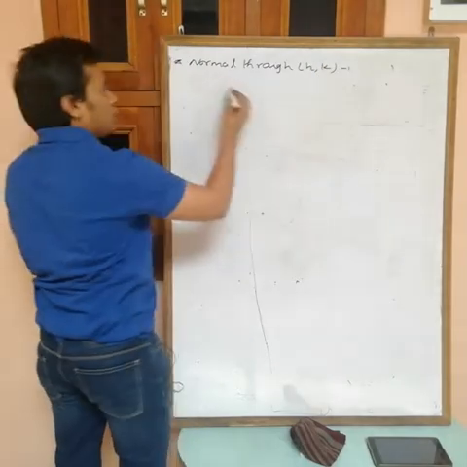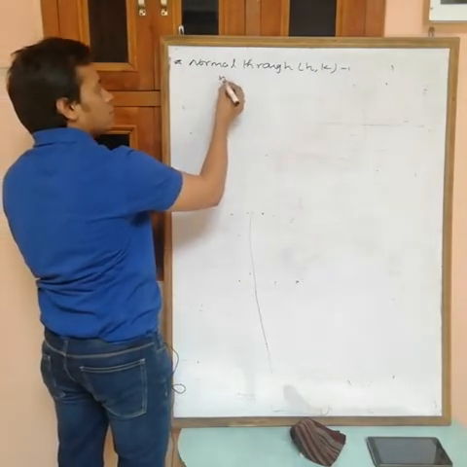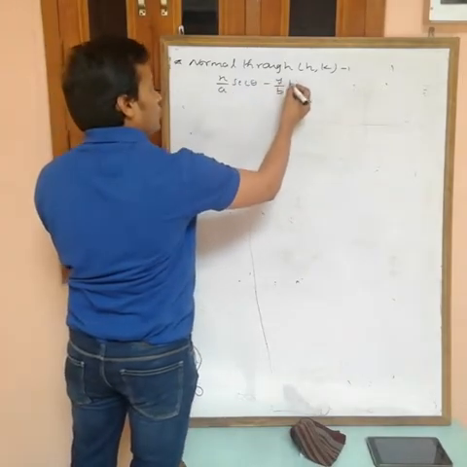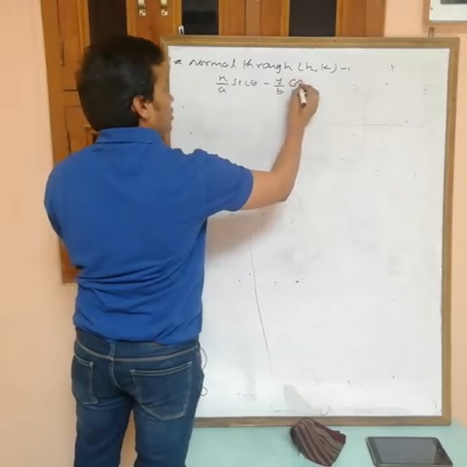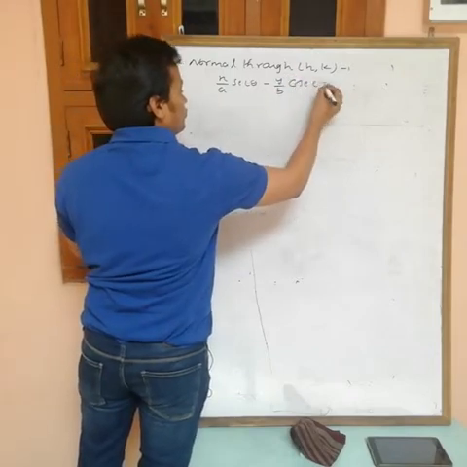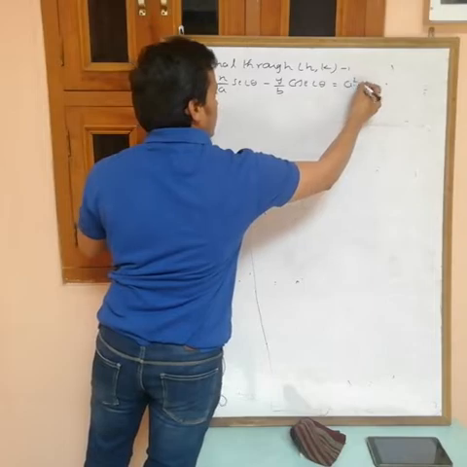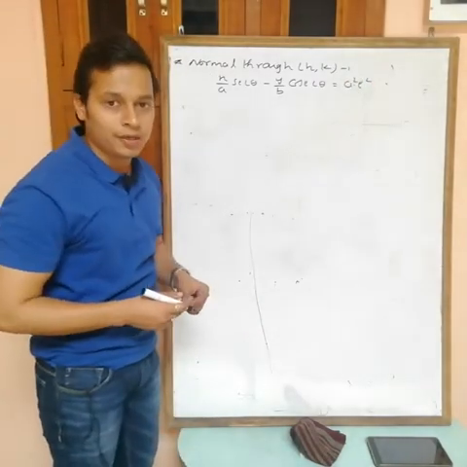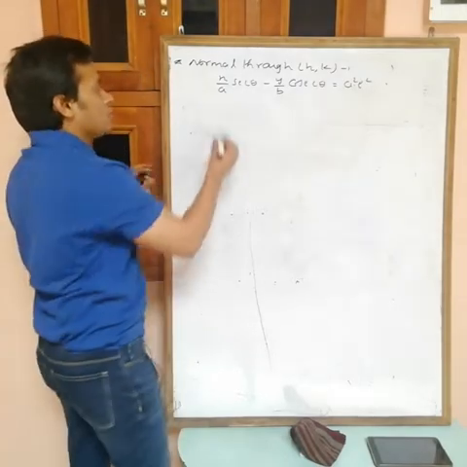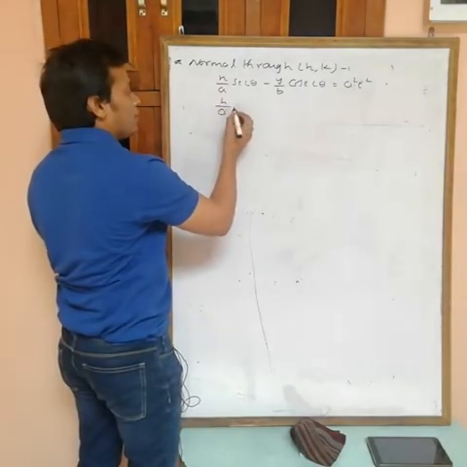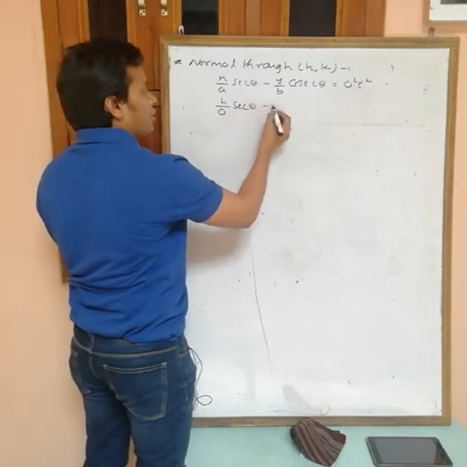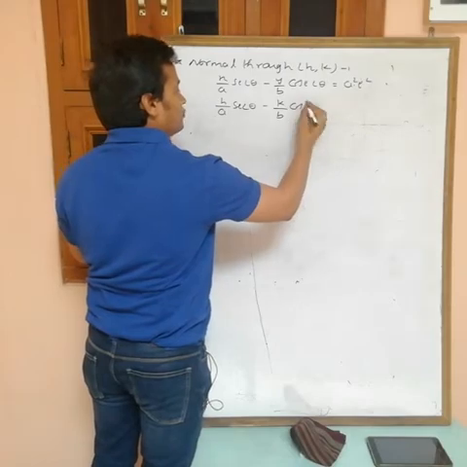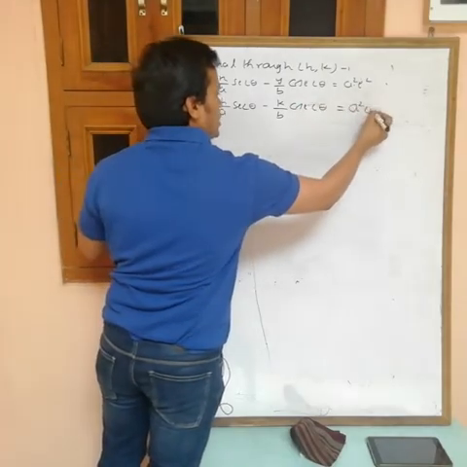Okay. Now equation of normal is x by a sec theta minus y by b cosec theta equals a square e square. Now we want to know how many normals can pass through h comma k. So put h comma k. If you put h comma k, then we get h by a sec theta minus k by b cosec theta equals a square e square.